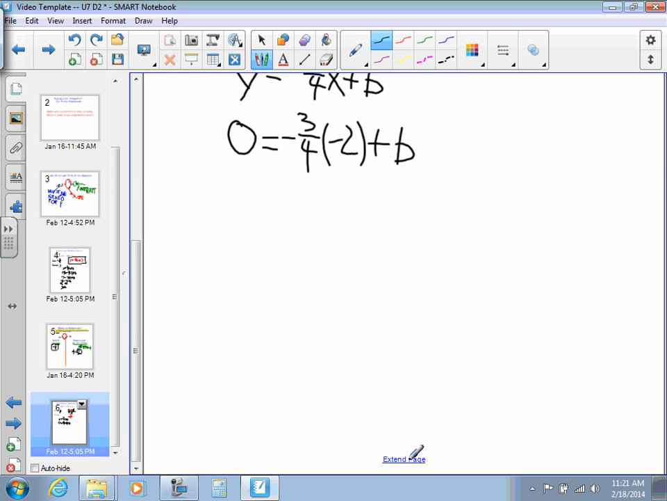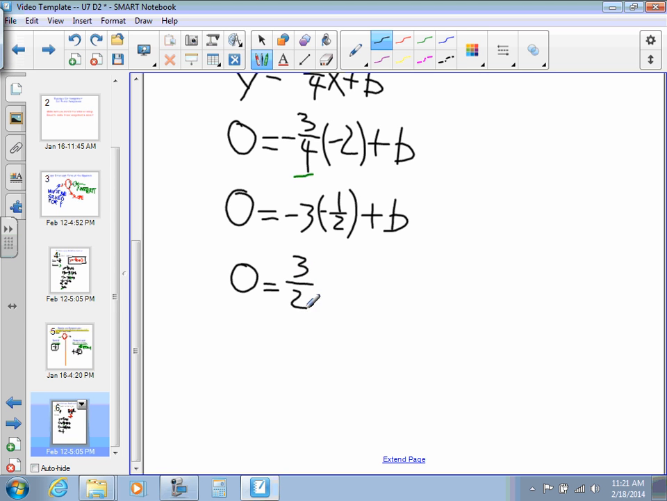So now I go ahead and solve. So I'm going to take care of my multiplication first, even though it's going to give me a fraction. So now I'm going to have 0 equals negative 3 times negative 1/2 plus b. Okay? The negatives are going to cancel. It's going to be positive. I'm going to end up with 0 equals 3 over 2 plus b.